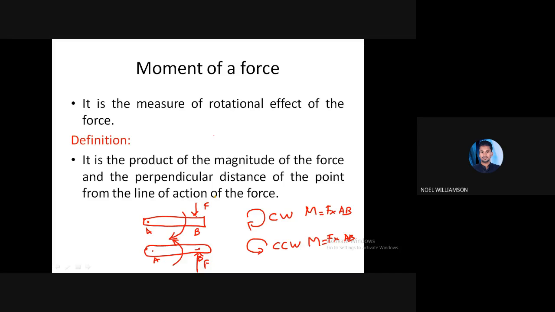It is a measure of the rotational effect of the force, and it is defined as the product of the magnitude of the force and the perpendicular distance of the point from the line of action of the force.